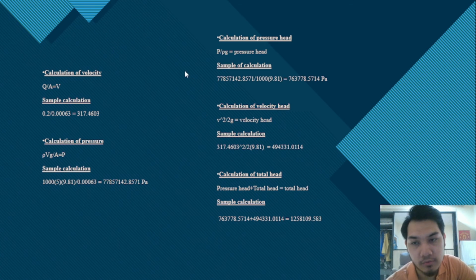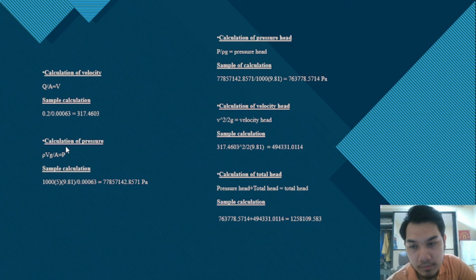Okay, next let's move on to the calculation. After we have calculated the Q and A, we can get the velocity. To calculate the velocity, we use the formula of Q divided by A equals V, and this is the sample calculation of the velocity.